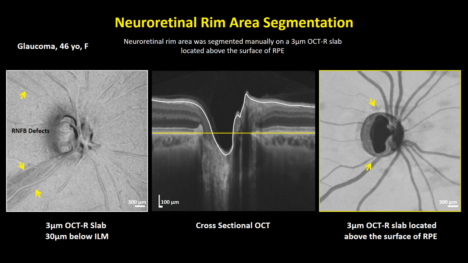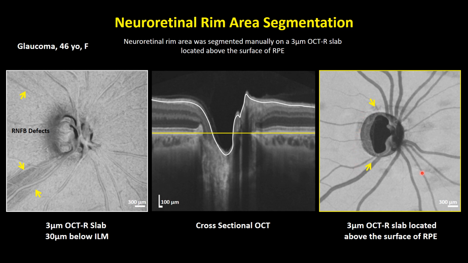Neuroretinal rim area segmentation was performed on a 3 microns en face OCT reflectance slab located above the surface of the RPE, and the corresponding axial location of this OCT reflectance slab is indicated by the yellow lines on the cross-sectional OCT.